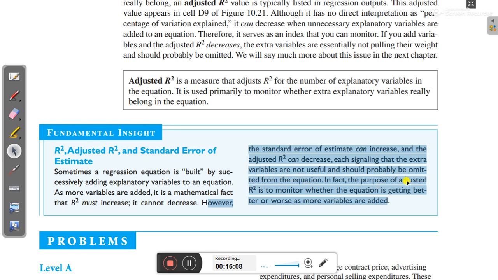In fact, the purpose of adjusted R square is to monitor whether the equation is getting better or worse as more variables are added. That is what adjusted R square is about. So it has a very important role in multiple regression analysis.